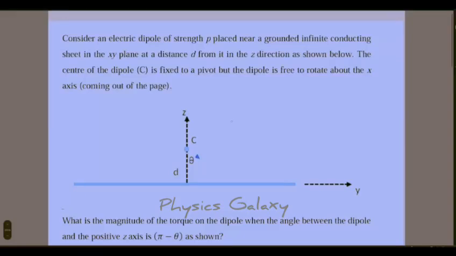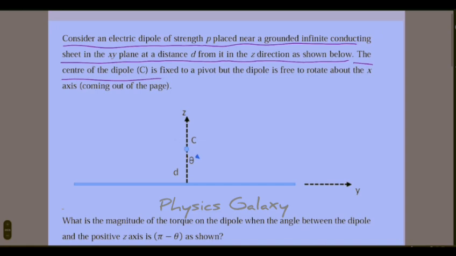Today we're going to solve a question from TIFR's previous year exam. The question states: Consider an electric dipole of strength P placed near a grounded infinite conducting sheet in the xy plane at a distance d from it in the z direction as shown below. The center of the dipole C is fixed to a pivot, but the dipole is free to rotate about the x-axis coming out of the page. So x-axis is coming out of the page.